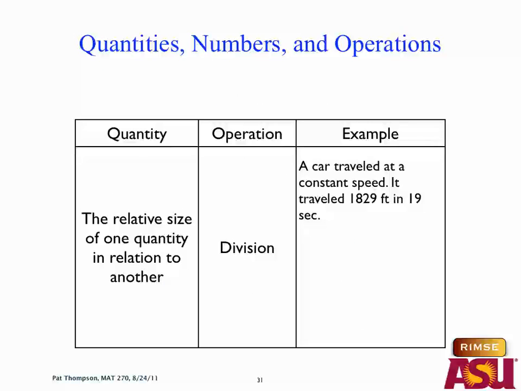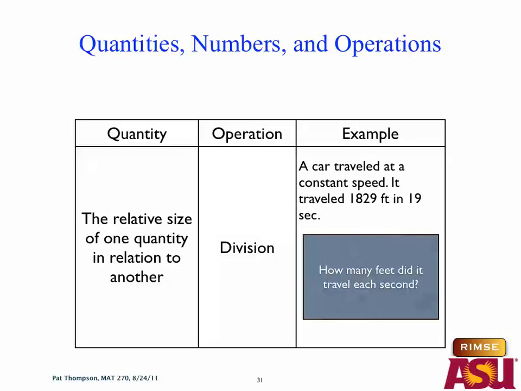Okay, so let's pick up where we left off. We said that if we want the relative size of one quantity in relation to another, we're going to perform division. So a car traveled at a constant speed. It traveled 1829 feet in 19 seconds. How many feet did it travel each second? Many of you have a formula in your mind, and you've already got the answer, right? So let's spell that out and use our bars to do that and to see what this all has to do with speed.